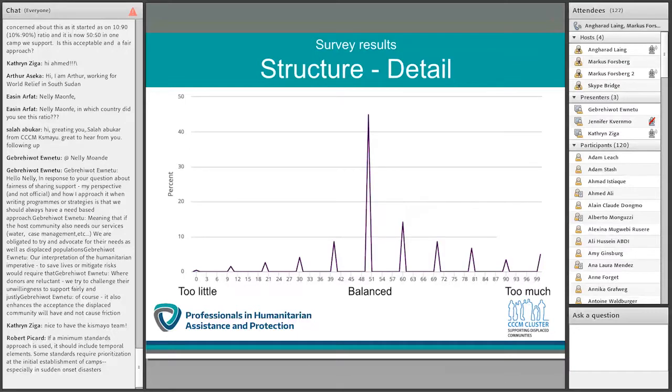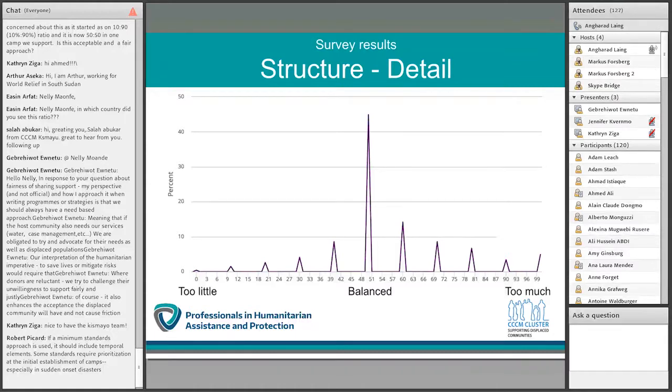We also asked about the level of detail in the standards. Here, respondents were more positive, with close to 50% thinking that it was perfectly balanced between too much or too little detail. But among those who did not think it was balanced, it was clear that they, overall, thought that there was too much detail in the standards rather than too little. If you look at that chart in front of you, it's quite clearly skewed to the right.